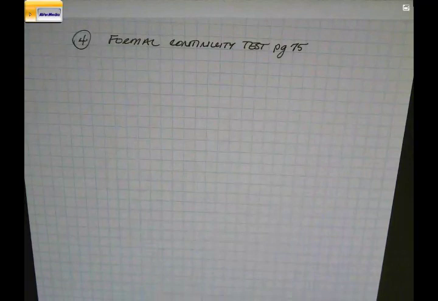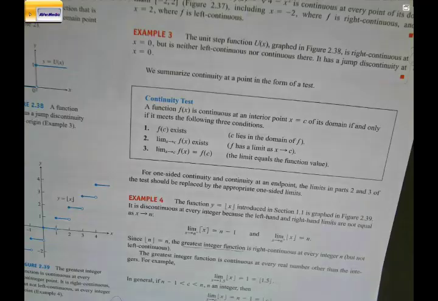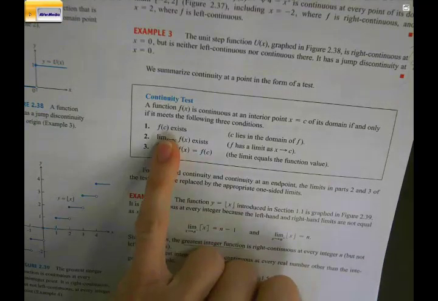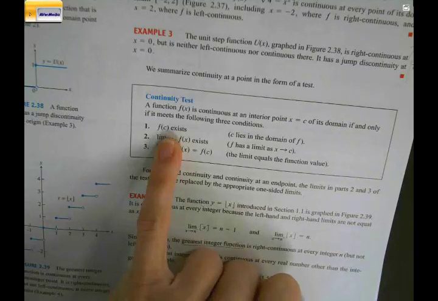I'll write a lot of this down for you. This is on page 75, and there it is in the box. Continuity test. A function is continuous at an interior point, some point where x is some number c, in its domain, if and only if it meets the following 3 conditions. F of c must exist. The function better exist at the point. There can't be a hole in the graph there, or a vertical asymptote or whatever.